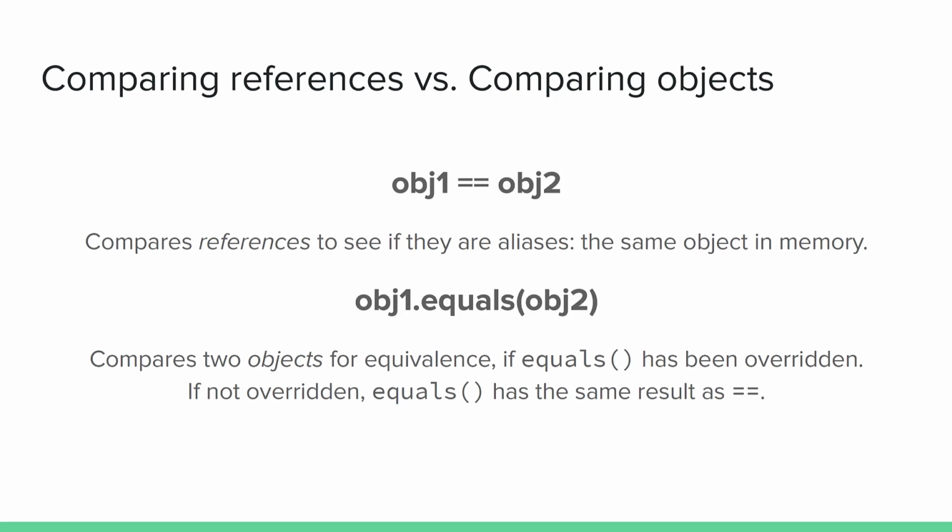Now it's important to note, if the objects you're comparing have not overridden the equals method, then equals has the same result as the equals equals operator. That method has to be overridden in order to perform its purpose, which is to compare objects for equivalence.